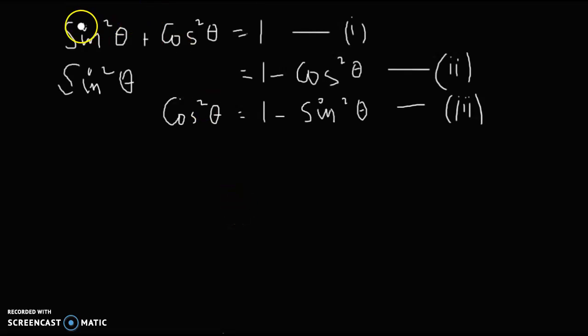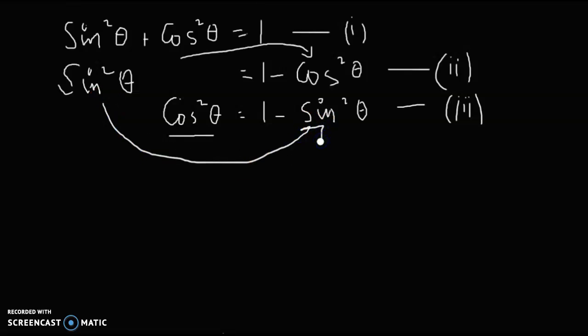Okay, let's see the first identity: sine square theta plus cos square theta is equal to 1. The second one is made from the same thing. Sine square theta is equal to, bring this cos square theta here, so it will be 1 minus cos square theta. If you take the third one, cos square theta is equal to, bring sine square theta here, so 1 minus sine square theta. So from the first identity, you can make these two identities.